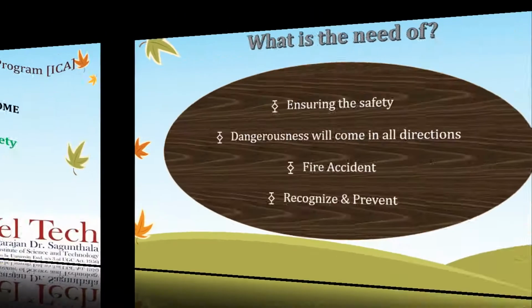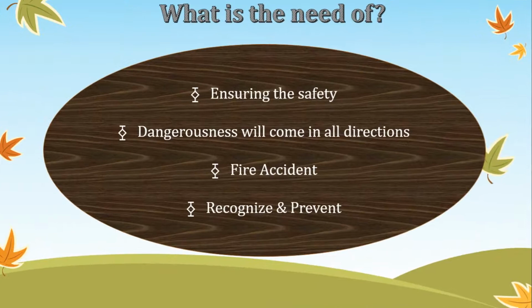First we can see what is the need of this project. The main objective of this project is ensuring the safety of the people. Since we know that danger will come in all directions, one such direction is through fire accidents. So it is necessary to have a system such that one can recognize and prevent those fire accidents. In this video we are going to see a simple system that will recognize a fire accident.